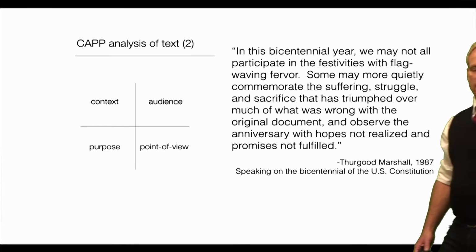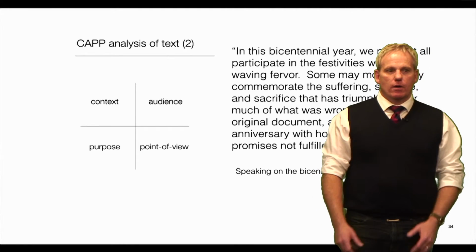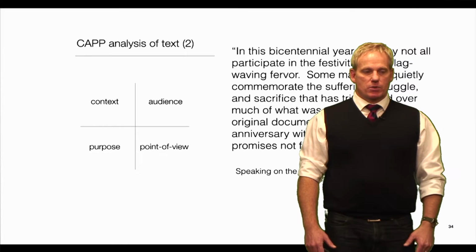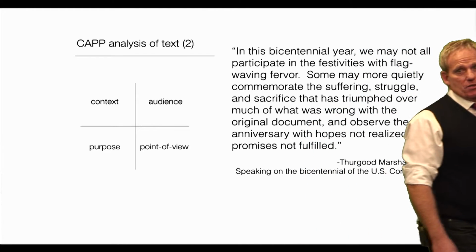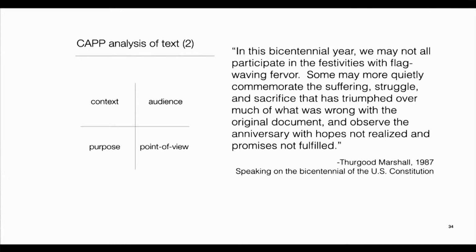So the context, again, is the 200th anniversary of the U.S. Constitution, which most people would say is this everlasting great document, but we have a Supreme Court justice who's being quite critical of it, talking about how it really isn't what it should have been. He says there were errors with the document, and certainly there were. We could talk about the purpose of Thurgood Marshall speaking out on the 200th anniversary and who the audience might be, and it's very evident if we work with students what his point of view is.